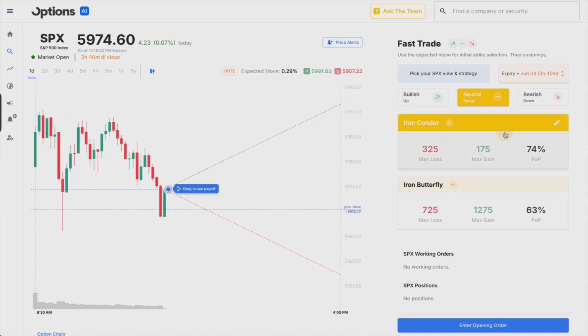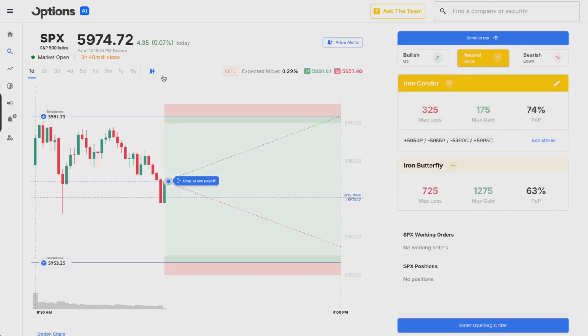So let's go into the iron condor, and as we see, it is giving us expected move $5 wide strikes on either end. It's the 590 short strike on the call side and the 5955 put on the put spread side, and each are $5 wide from there.